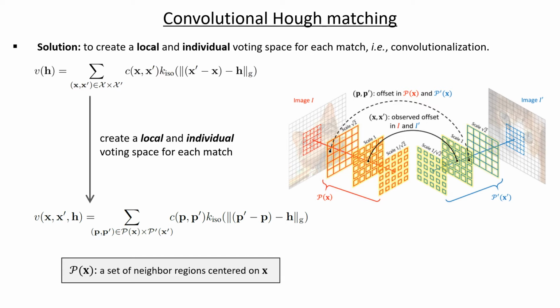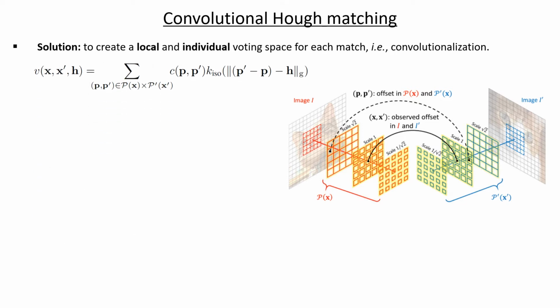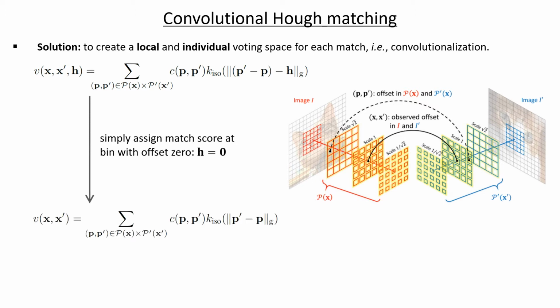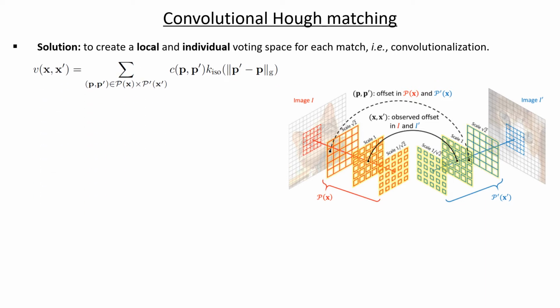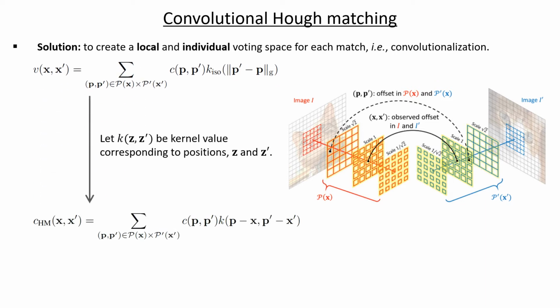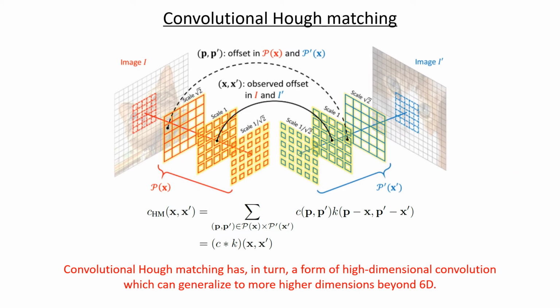First, we introduce local windows around regions X and X prime. Since the local voting space is now dedicated to X and X prime, we can simply assign a match score V for a candidate match by taking the vote value at the bin with offset 0. Then, the equation can be generalized to a form of 6D convolution with an arbitrary kernel K. The convolutional correlation tensor is, in turn, the local Hough matching in high-dimensional space.